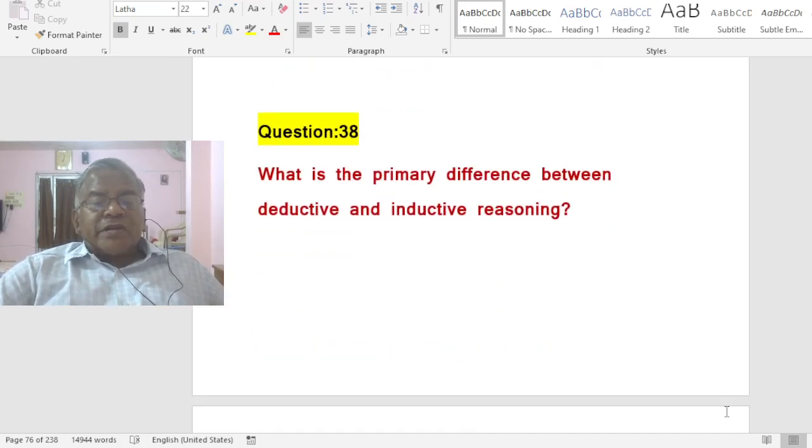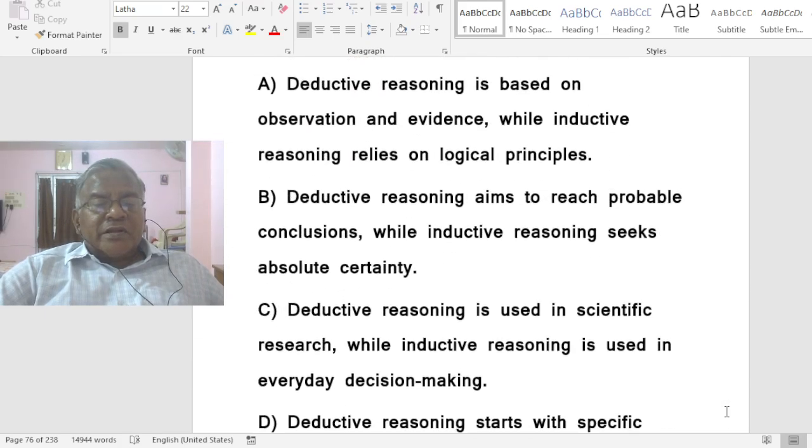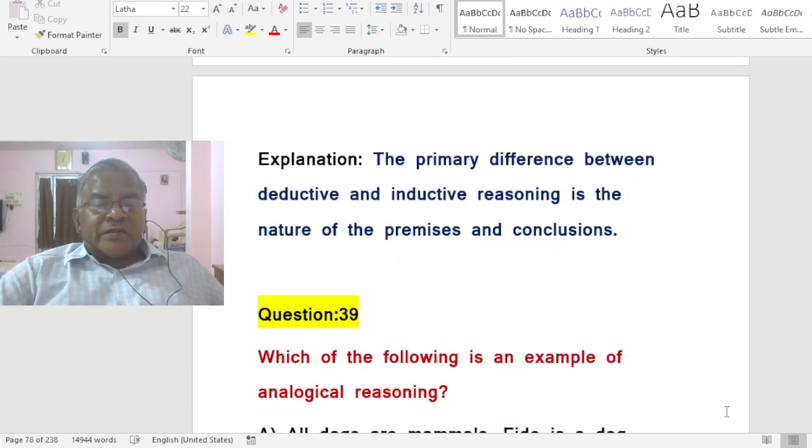What is the primary difference between deductive and inductive reasoning? Of course, you must already know. The primary difference between deductive and inductive reasoning is the nature of the premises and conclusion. You know, if the two premises are true and valid, naturally the conclusion will be true and valid. That is the idea. In inductive reasoning, sometimes it may not be possible. Whatever is said may not be 100% true. So the primary difference between deductive and inductive reasoning is the nature of the premises and conclusions.